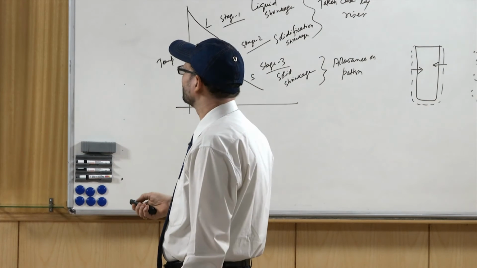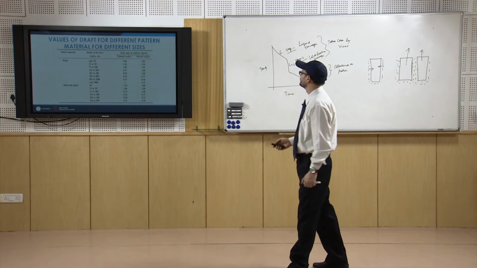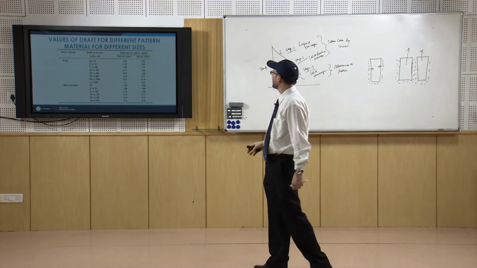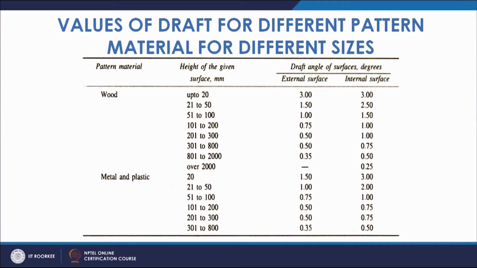Draft allowance varies with the complexity of the casting. Inner surfaces of the pattern require higher draft than outer surfaces, and more draft will be provided for hand molding certainly, because the accuracy cannot be expected to be that high in hand molding. These are the typical values of the draft angles. You can see you have the angle from 3 to 2.5. These are the normal values of the draft, which should be provided based on the height of the surface. It depends upon the vertical height of that surface.